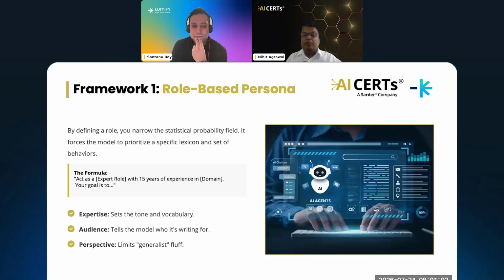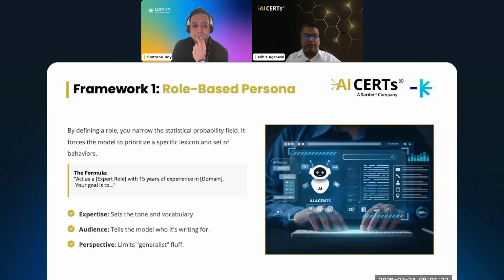The AI begins using the language, perspective, and expertise expected for that role. So by defining a role, we narrow down the model's statistical probability space and guide it towards relevant and professional outputs. So what happens is it stops being generic. Okay. And this framework works because it establishes three important elements.